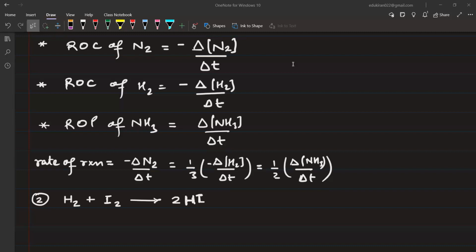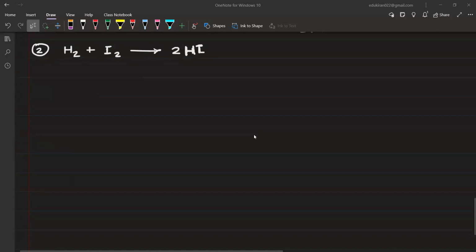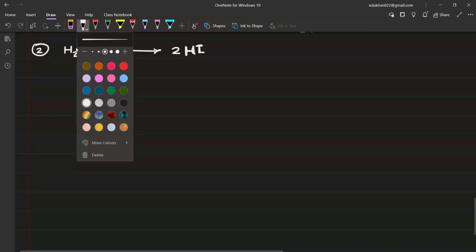Yes, correct. Wait a second. Did you put a minus sign in HI, like 1/2 minus delta HI by delta T? Yes. No, that's not a negative sign, no? I can see a minus sign before delta HI, but I hope that is not.